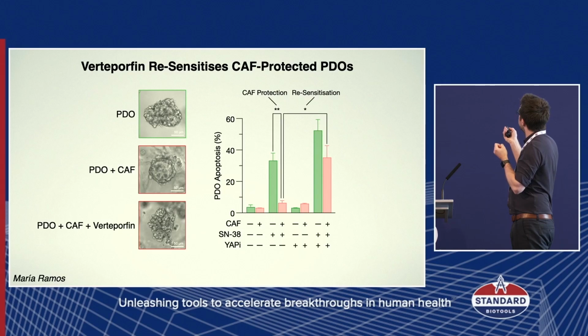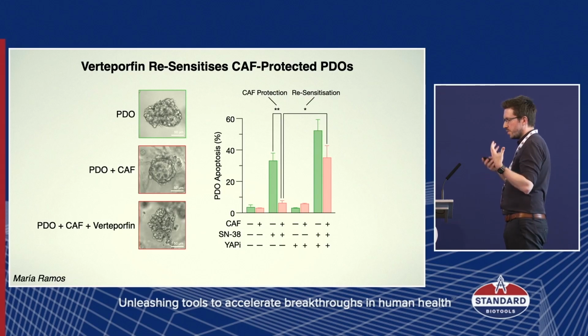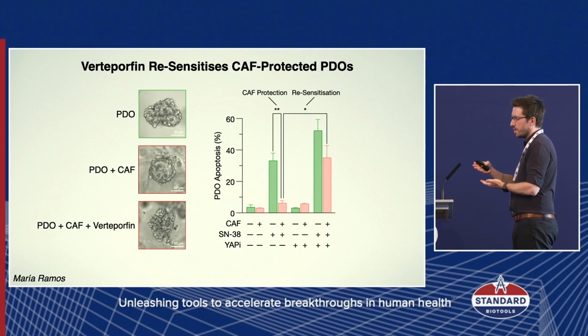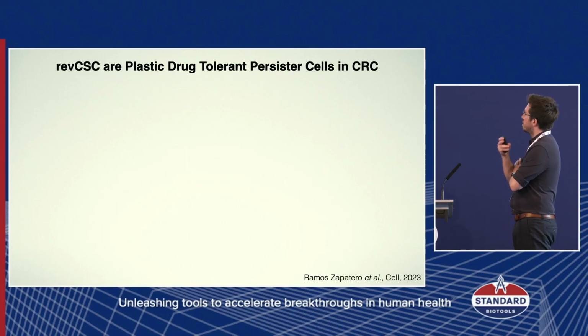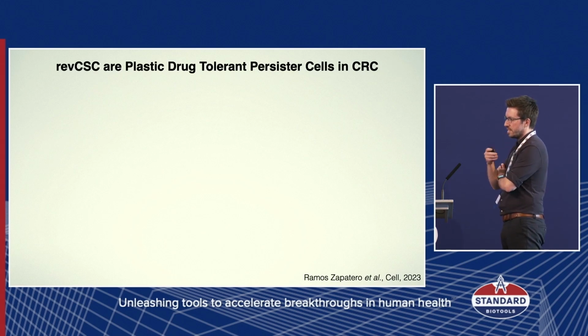But if we put the YAP inhibitor into the system, we can resensitize. So again, understanding mechanism during a screening process, I think, allows you to shortcut into rational resensitization of these therapies. So we now see these revival stem cells that we've identified using this CyTOF approach as these plastic drug-tolerant persister cells in colorectal cancer. And this is actually now a major clinical target.